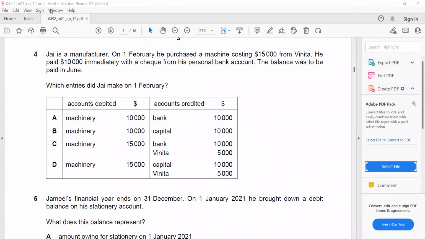Number 4. J is a manufacturer. On 1st February, he purchased a machine costing 15,000 from Vinita. He paid 10,000 immediately by cheque. So the double entry will be debit machinery account, credit bank, because by cheque. But now the question says it was from his personal bank account. So this one cannot be used. We have to change to capital.